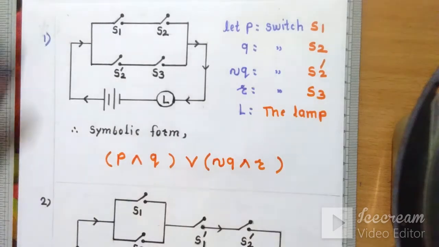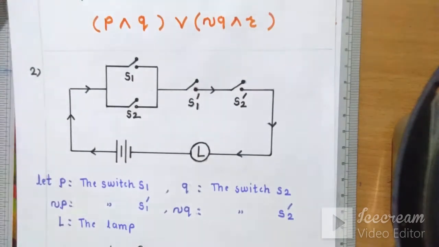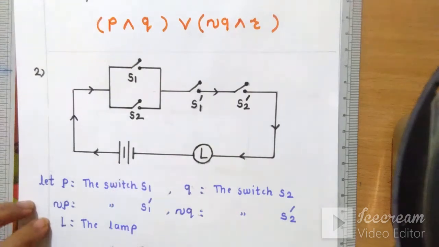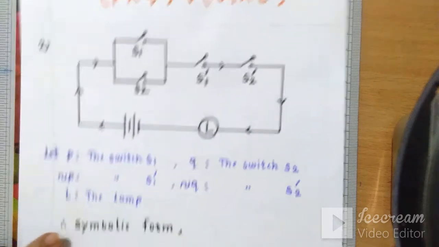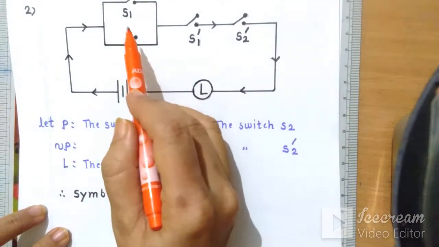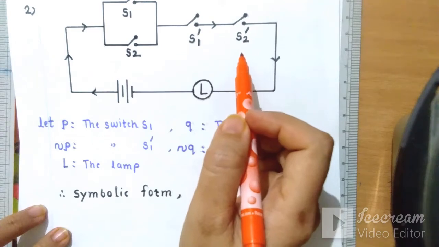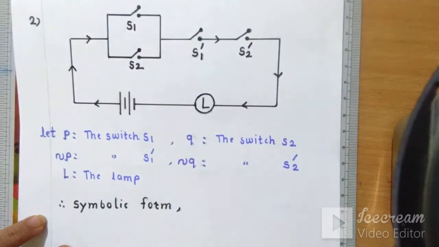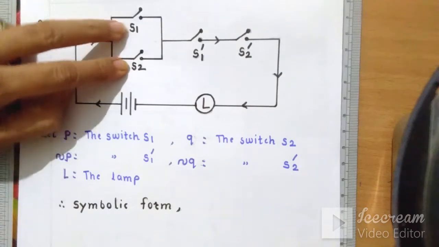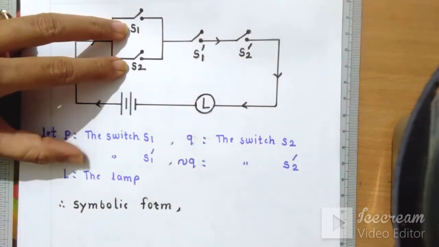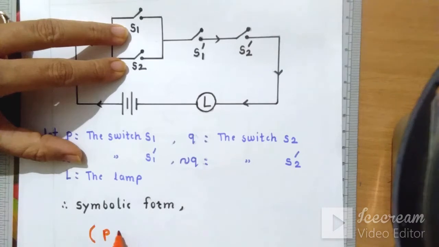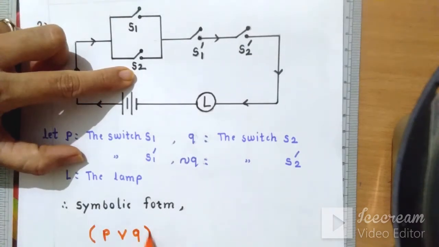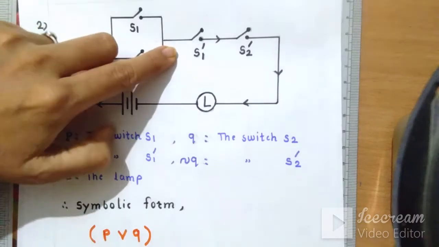Now look at the second circuit diagram. Again as usual we have to mention all these switches with statement letters, and we can observe here there are 3 things, 1, 2 and 3 in series, and in series means we will use the conjunction symbol, but in the first again there are 2 switches which are in parallel, so here we will use bracket.